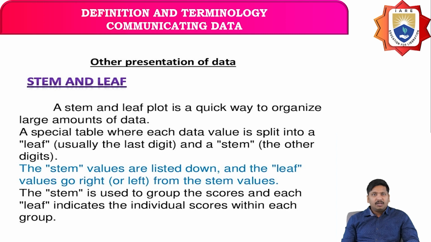And next one is stem and leaf diagram, another way of representing data. The stem and leaf is a quick way to organize a large amount of data. It is a special table where the data value is split into leaves and stems. Usually the last digit will be the leaf, and the other digits should be considered the stem. And this term is used as group score, and each leaf indicates the score within the group.